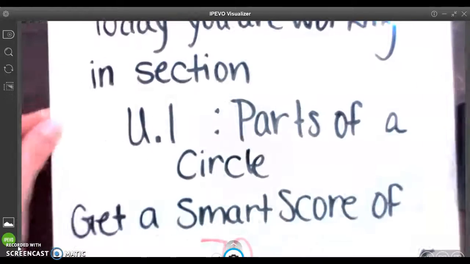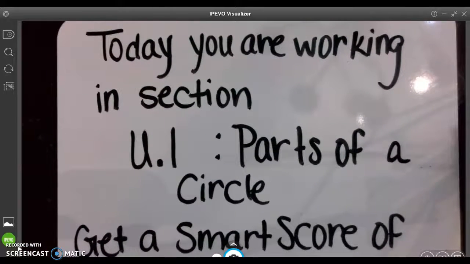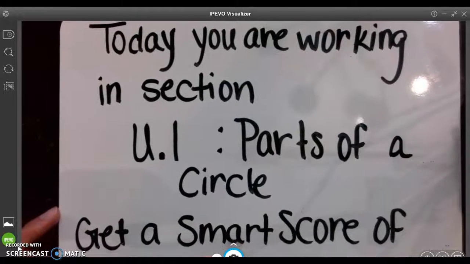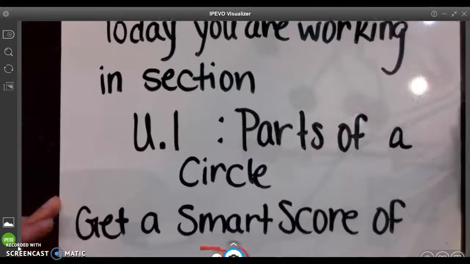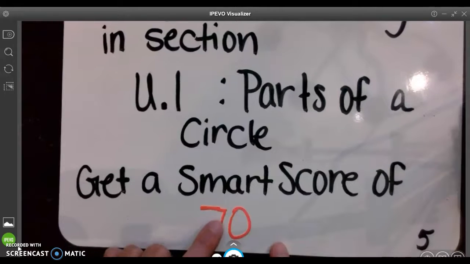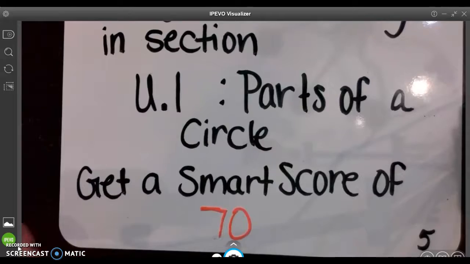You are going to be working in section U.1, parts of a circle. Mostly identifying some parts of a circle, an arc, a chord, a sector. You are going to get to a SMART score of 70. It should be pretty easy and pretty quick for you to do.